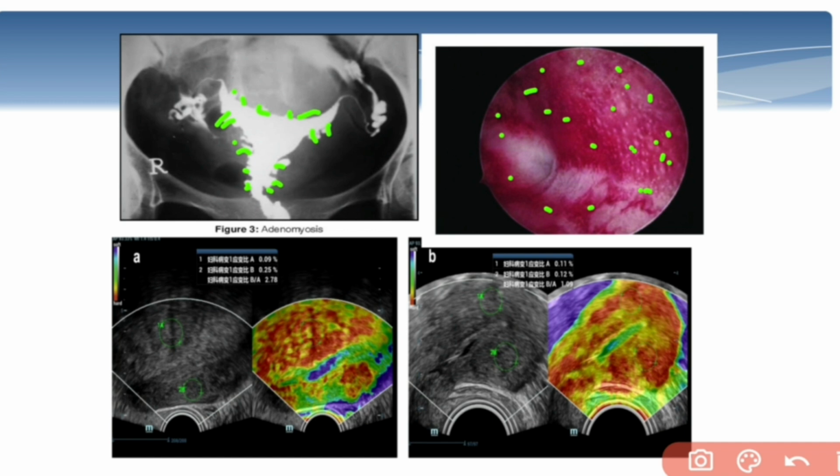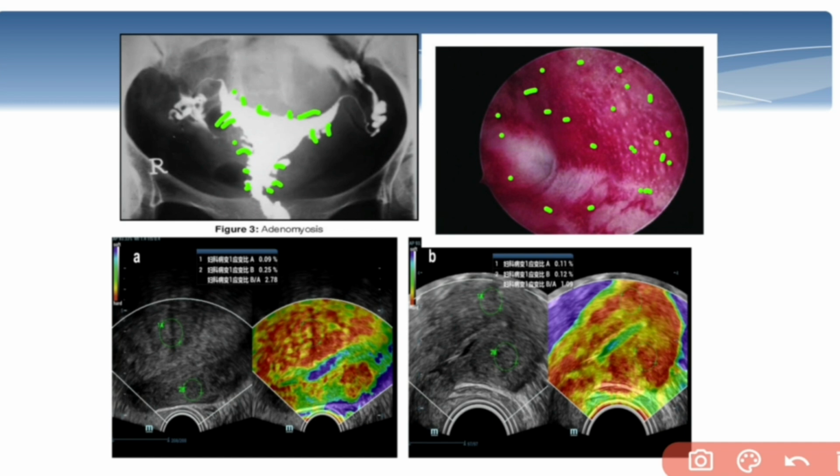Then we may also find hypervascularization of the endometrium, cystic hemorrhagic changes in the endometrium, and endometrial defect. These are the criteria of adenomyosis in case of hysteroscopy.